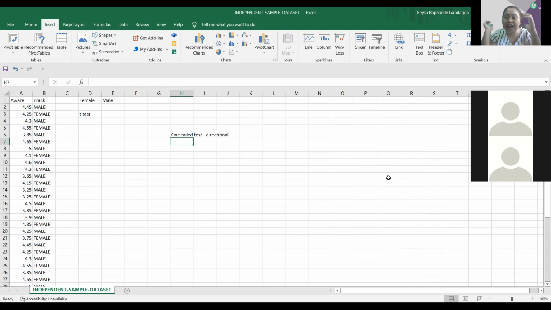That is a directional hypothesis, and we will be doing a one-tailed test there. Kasi again nga, meron tayong direction, and we will only test one tail of the distribution, and that is for the female. But if your hypothesis is non-directional, that's the time you are going to use a two-tailed test. So ano yung non-directional? Wala tayong binibigyan ng favor.